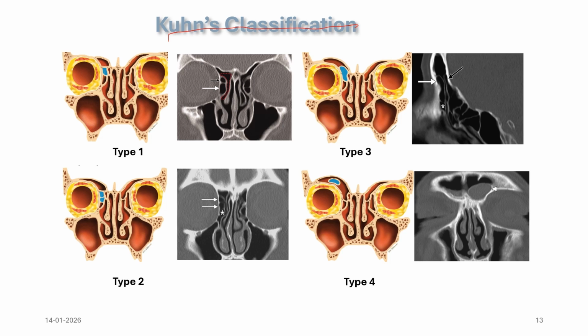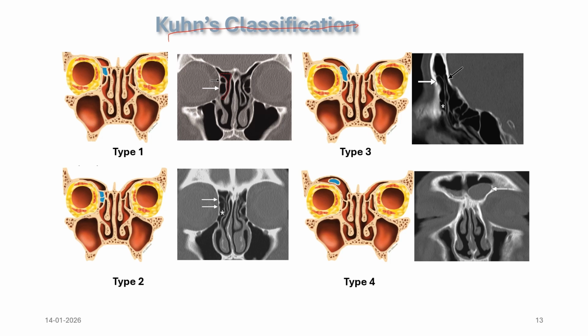In type 2 there are two cells above the agger nasi cell, whereas in type 3 there is a large but single air cell above the agger nasi cell extending into the frontal sinus. So this is its extension into the frontal sinus. And in type 4 there is an isolated cell in the frontal sinus, as we can see here, the frontal sinus denoted by this blue color.